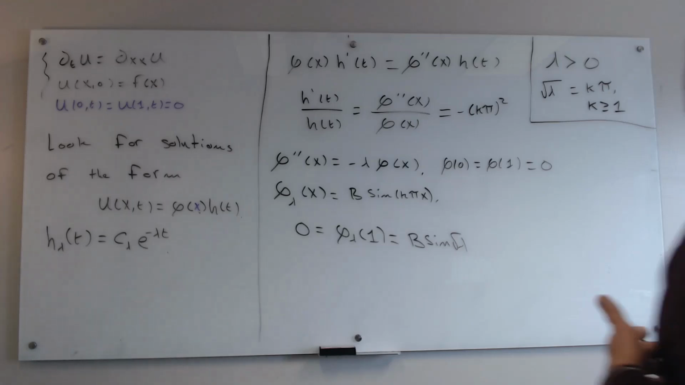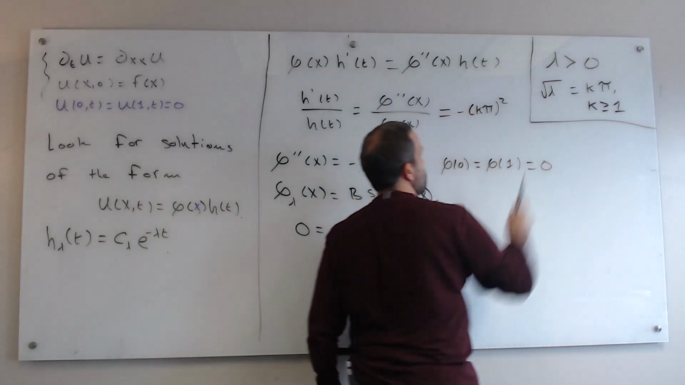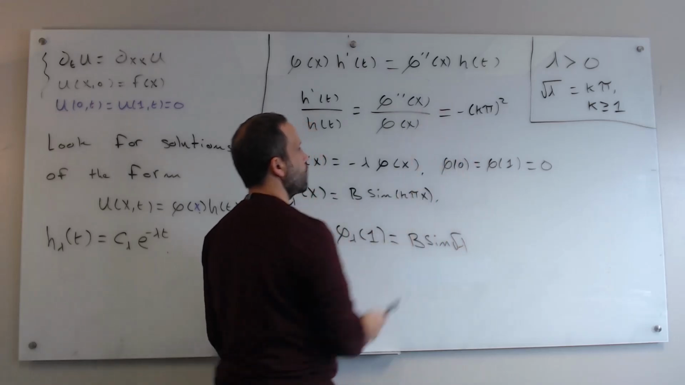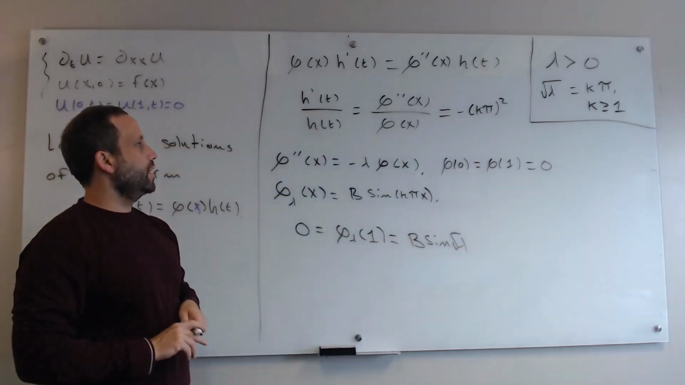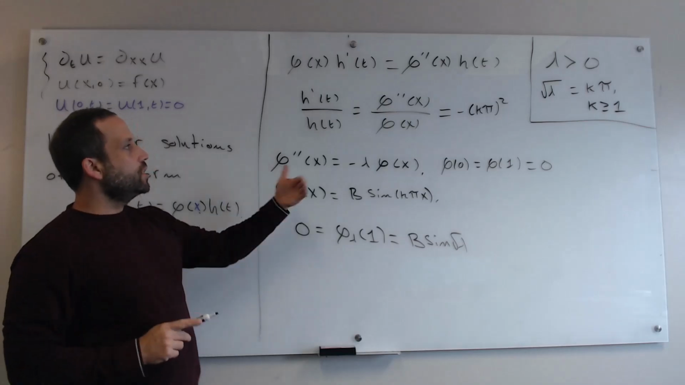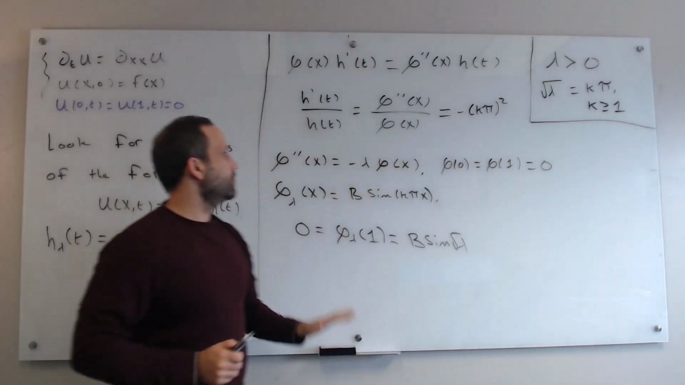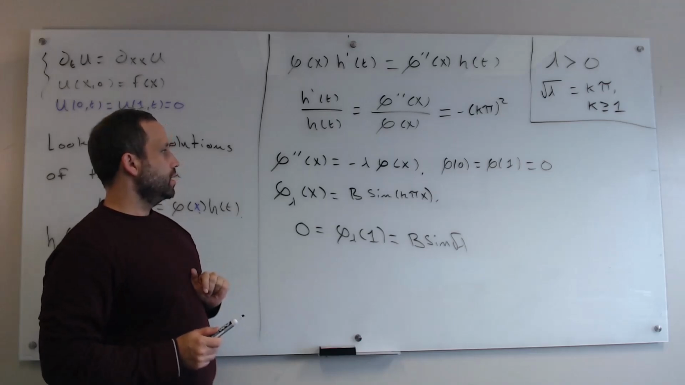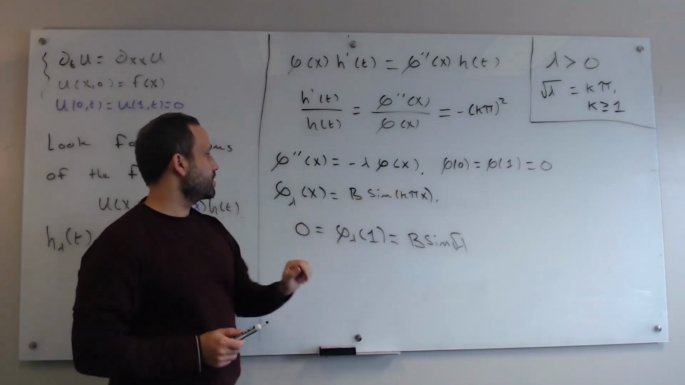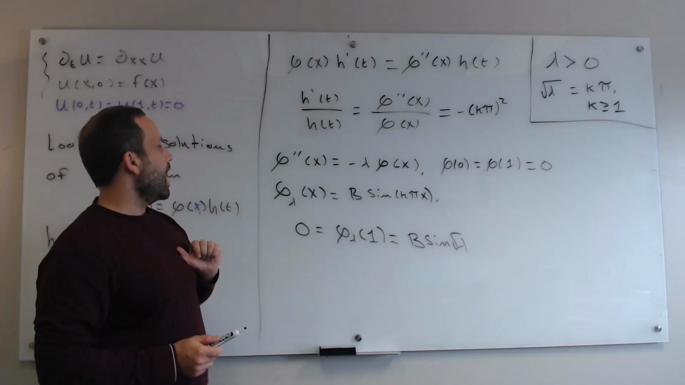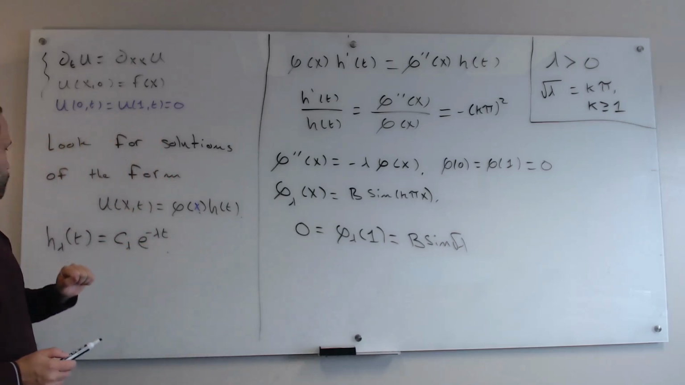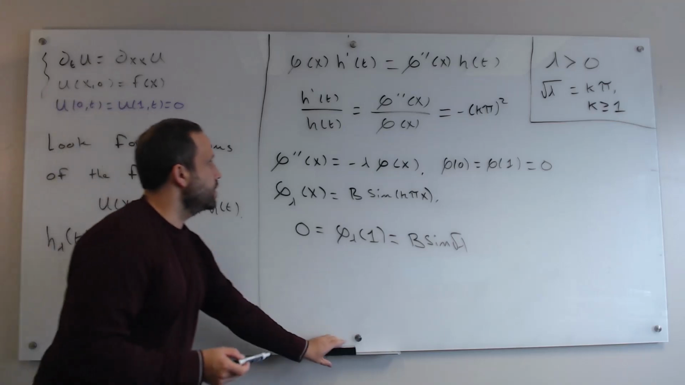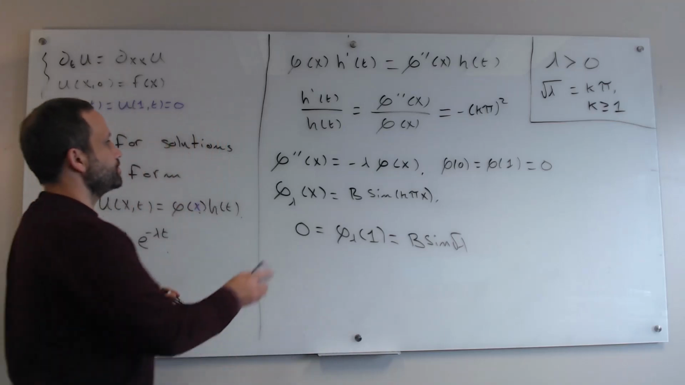Only the values of lambda, where the square root of lambda is equal to k pi, lambda greater than 0, these are the only values of lambda that are going to give us a solution here. And for each one of those different k's, we get a different solution. Sine k pi x is going to be the phi solution, and then for h of t, lambda is k squared pi squared. Okay, so now let's back up a second.